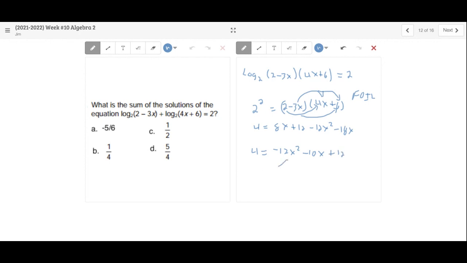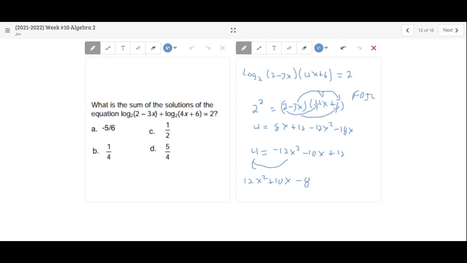And then I'm going to move everything over to this side. Why am I going to do that? Because I want this to be positive. So I end up with 12x squared plus 10x. And then if I bring this over, that's going to be negative 8. Oh boy.